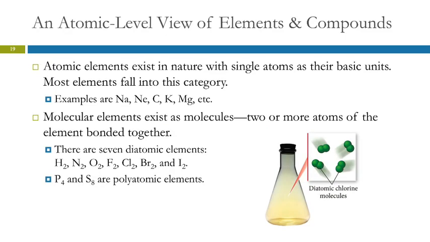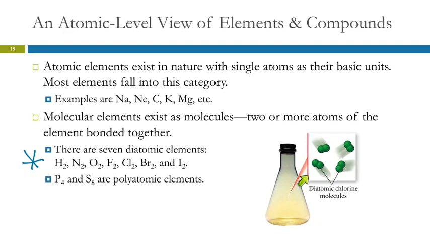Most elements exist as atomic elements. They just have individual atoms as their basic units. Some elements exist as molecules, and there are 7 of those that you do need to remember. 7 diatomic elements. So these guys right here. They exist as 2 atoms of that element covalently bonded together. We'll learn later why they do that. For now, we just have to remember that these guys do that.